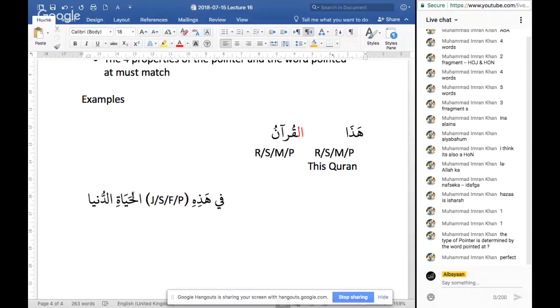Then we go and find al-hayati. We found a word having an al on it, so there's a highly likely chance that it is a pointer fragment, right? So we go and do the four properties of this word. Al-hayati is jar, I can see that. It's singular, I can see that. It's feminine because there's a ta marbuta, right? And it's proper because it has an al. So hazihil hayati is going to be a pointer fragment.